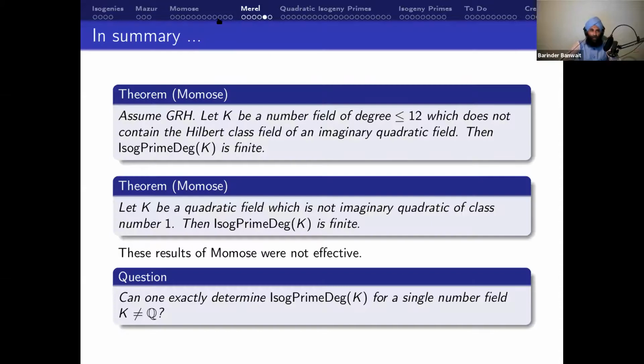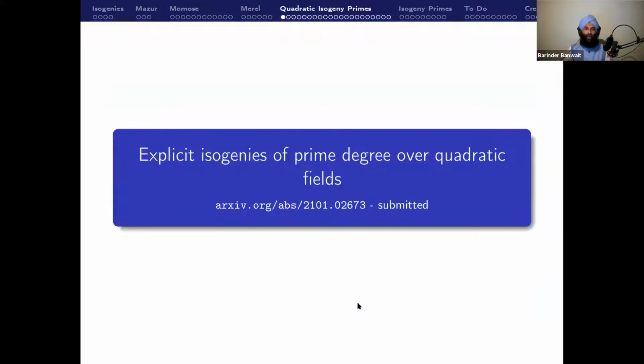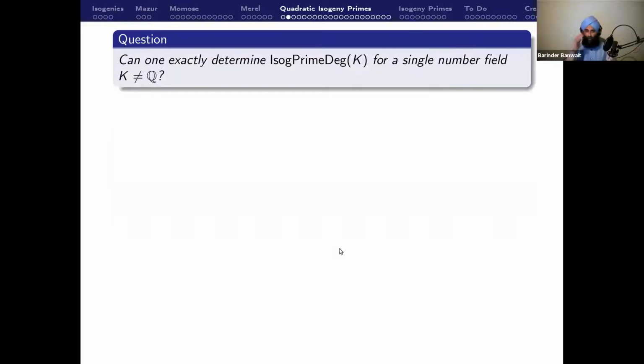If we come back to the Momose summary slide from the previous section, then after Merel's work, you can get rid of the degree at most 12 restriction. Okay, so now I'm going to get to thinking about this question, about trying to make this effective. Can you write down the set of isogeny primes? The reference for this section is this recent preprint of mine. I was interested in trying to write this down.